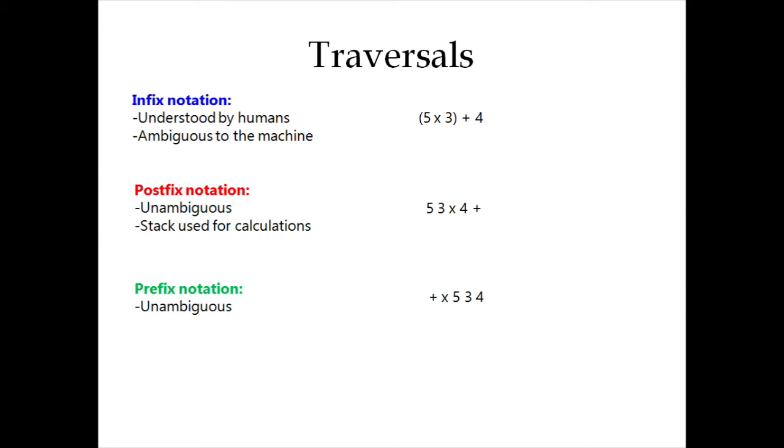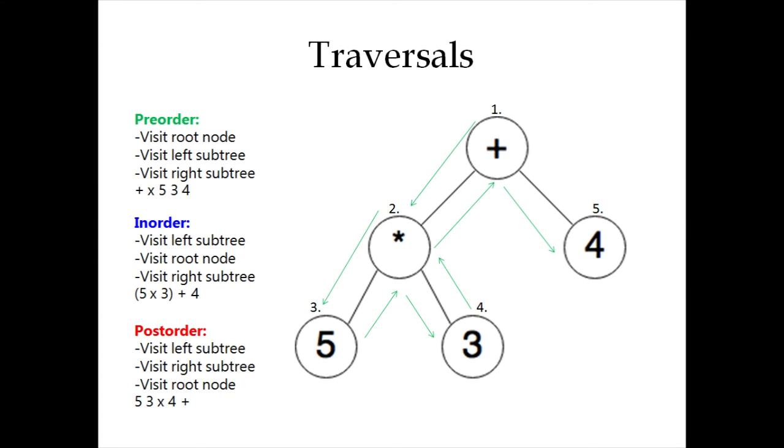Infix notation is what we're used to. That's great for us humans, but it's ambiguous to the machine. The machine prefers postfix notation or prefix notation. These are unambiguous. No brackets are ever involved. Remember our binary tree from chapter 5? It has even more uses now.